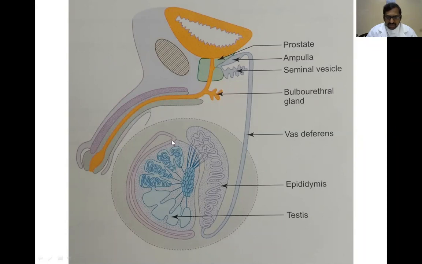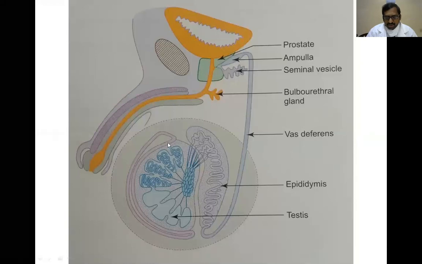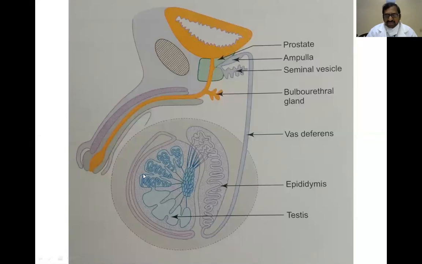Inside this tunica vaginalis, there is a white colored layer called the tunica albuginea. Albus means white. It is a white layer, that is why it is called tunica albuginea. Inside this tunica albuginea, it is lined by another layer, the tunica vasculosa.